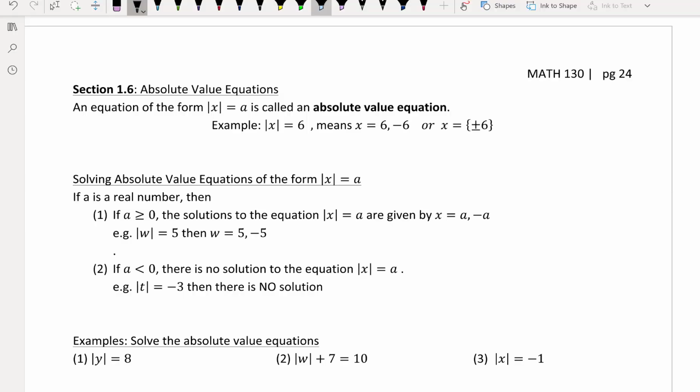Hello, Math 130 students. We will continue lecture on page 24, section 1.6, which is talking about absolute value equations. So an equation in the form absolute value of x is equal to a is called an absolute value equation. So what does this really mean?